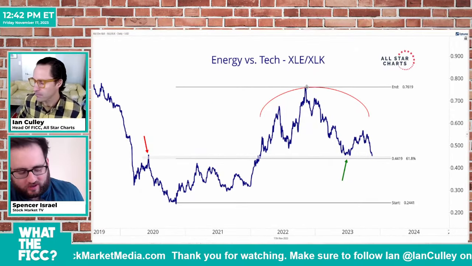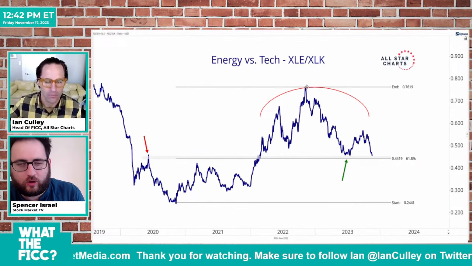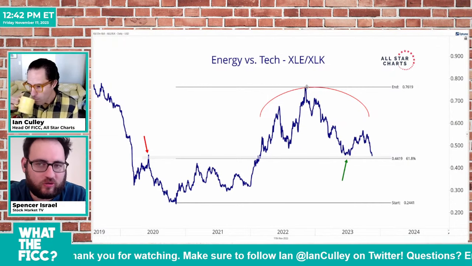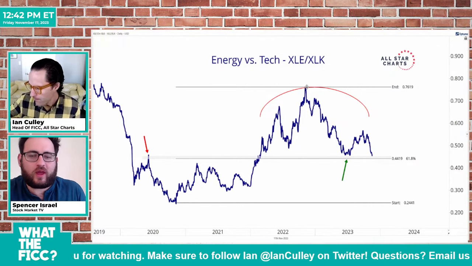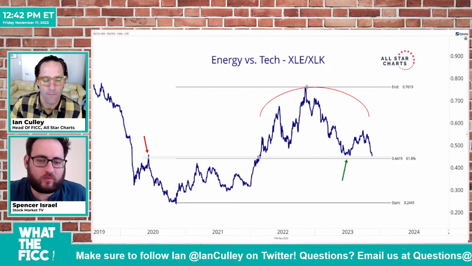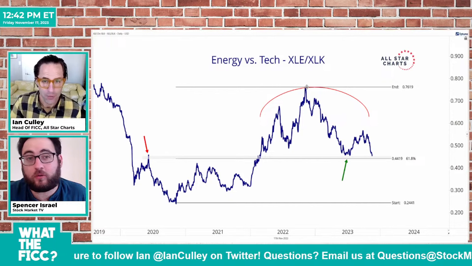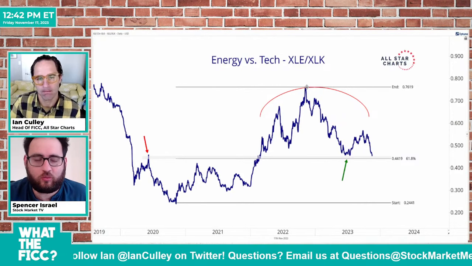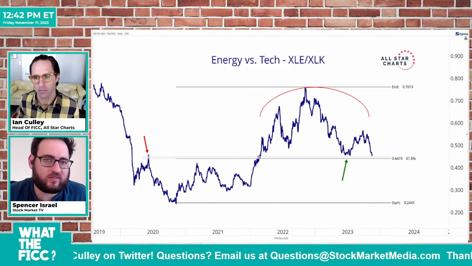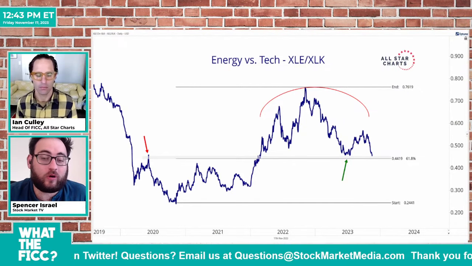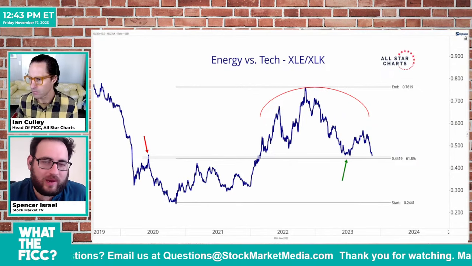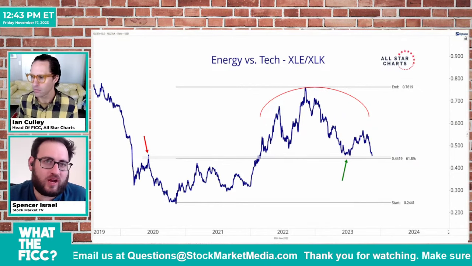I want to ask you about charts like this. When you're comparing, in this case, two sectors, but it really could be any ratio chart, and we're seeing tech outperform energy, the denominator beat the numerator, do you look at it more as the strength of tech? Is it more the weakness of energy? Or is that just not the way to look at it?